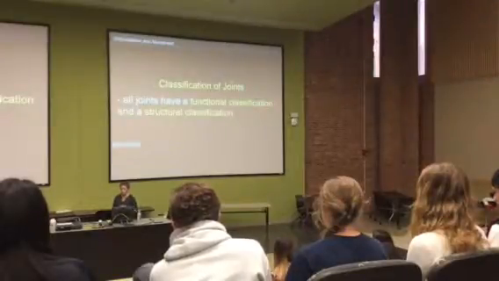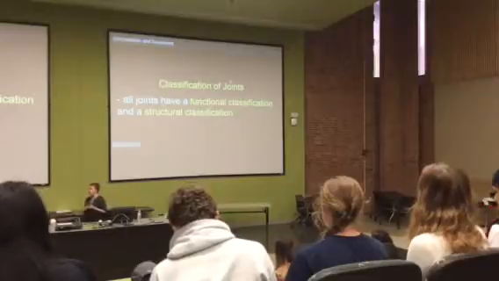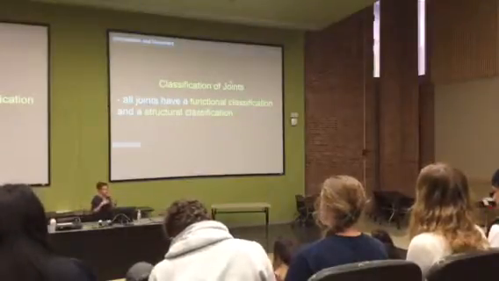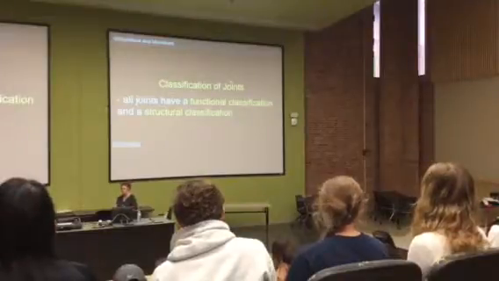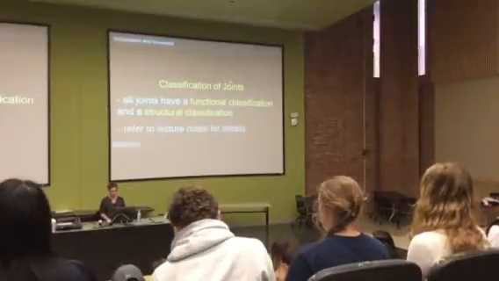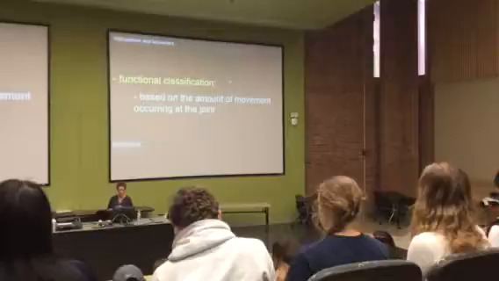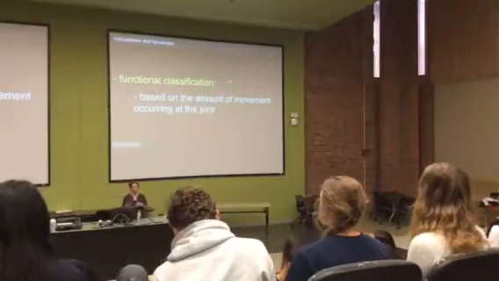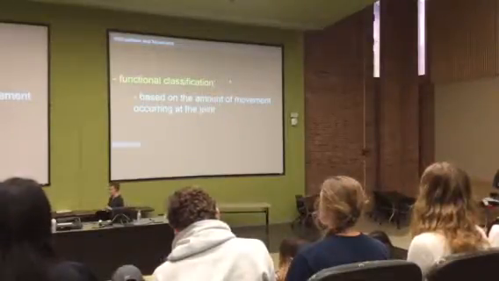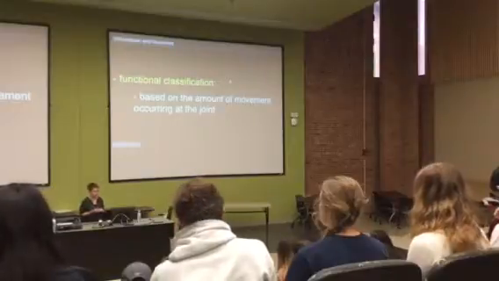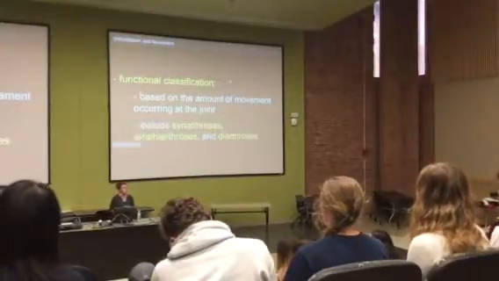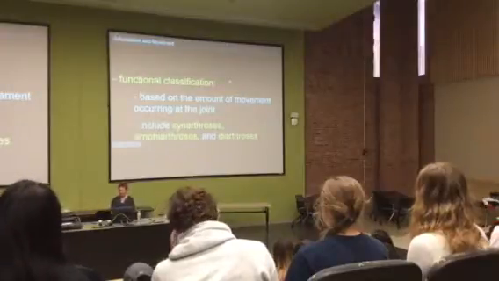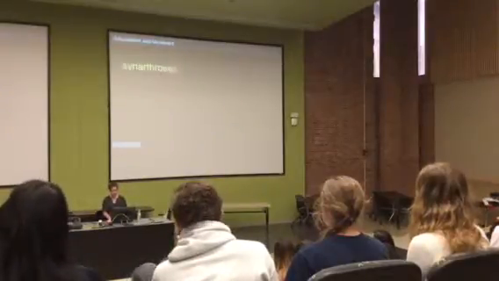So we're going to classify joints 2 different ways. We have functional classifications and structural classifications. We can look at how much movement's at a joint, or we can classify by what's holding the joints together. For the functional classification, we're looking at the amount of movement at a joint. Is there no movement, little movement, lots of movement? We'll look at these 3 different ones. I think they're all in your notes, and we'll go through them pretty fast.